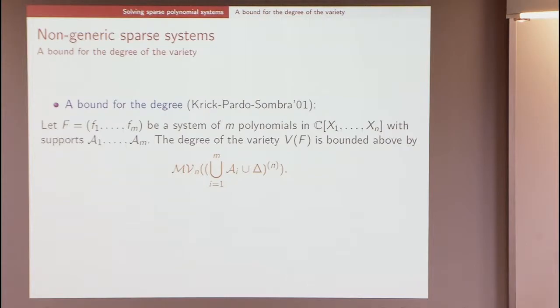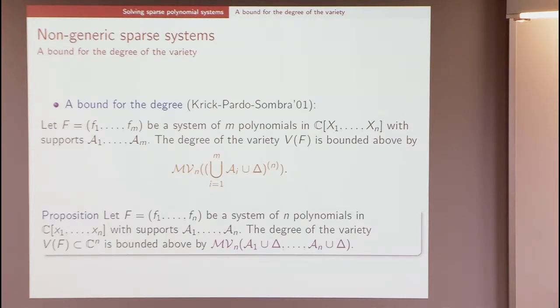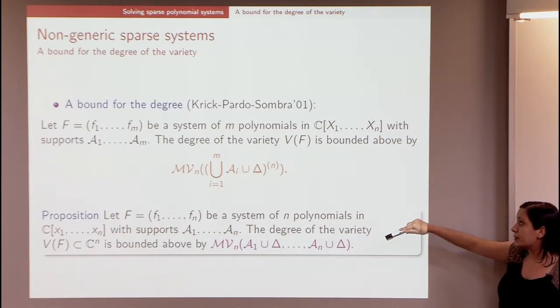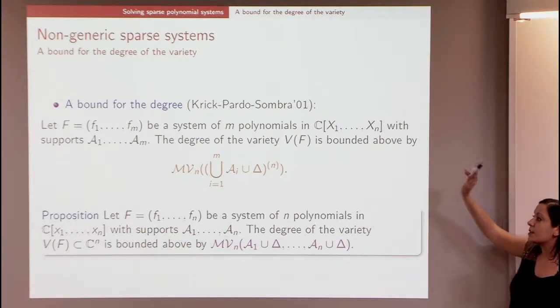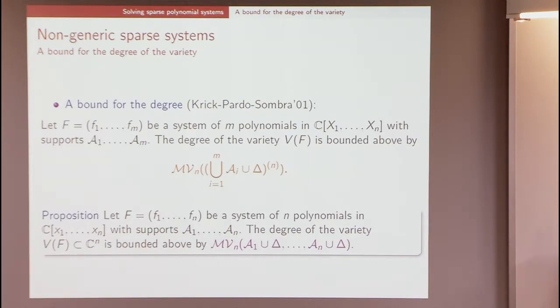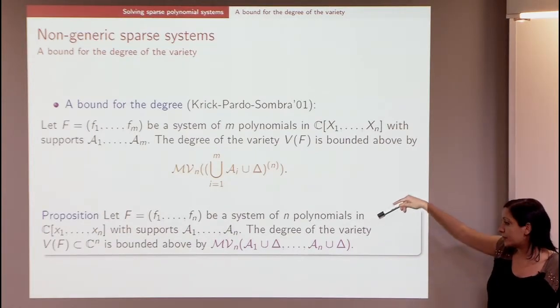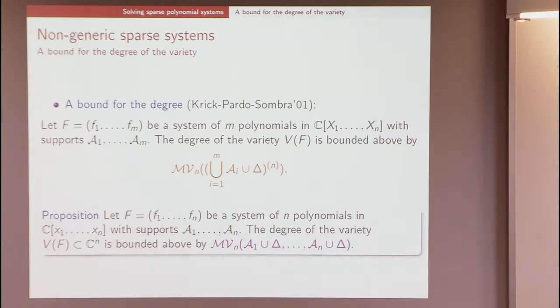In 2001, Krick, Pardo, and Sombra presented this bound here for n polynomials in n variables. And more recently, for the square case, when we have n polynomials in n variables, we could improve that bound a little, because this new bound does not involve a union of the supports, but is only for square systems. And this bound is important to us because it's going to appear in the complexity of the algorithms.